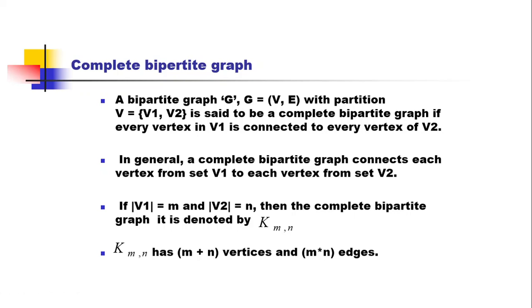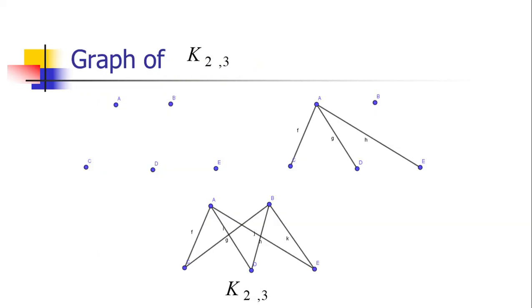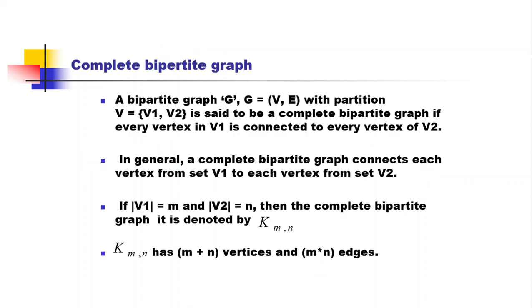Now let us see how we can create a Kmn. Let us take 2 vertices in the first set V1, so m is 2, and n equal to 3 means there are 3 vertices in the second set. It means we have a 5-vertex graph, K23. So let us create the K23 graph. There are 2 vertices in the first set and 3 vertices in the second set. What is the definition of a complete bipartite graph? Every vertex in V1 is connected to every vertex of V2.